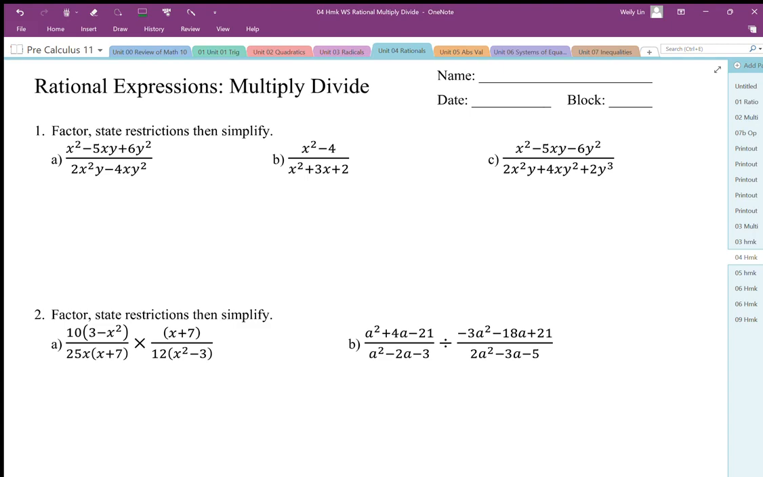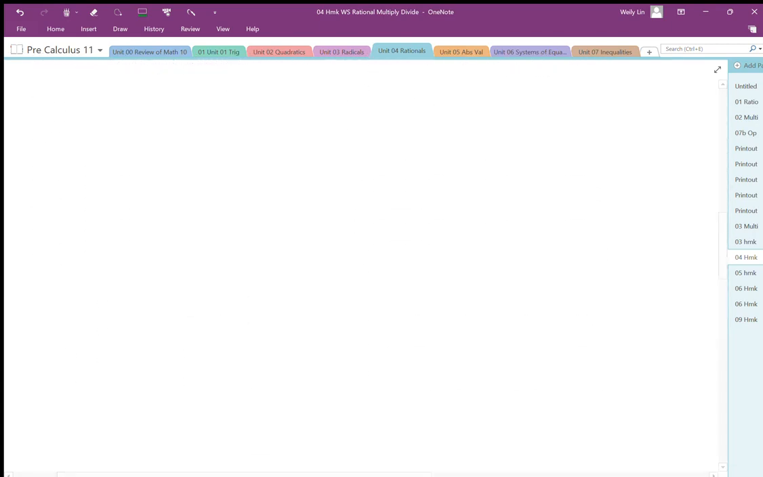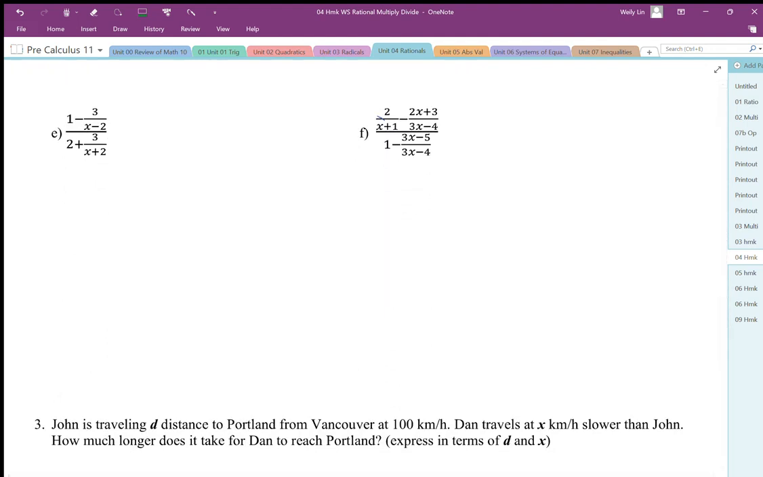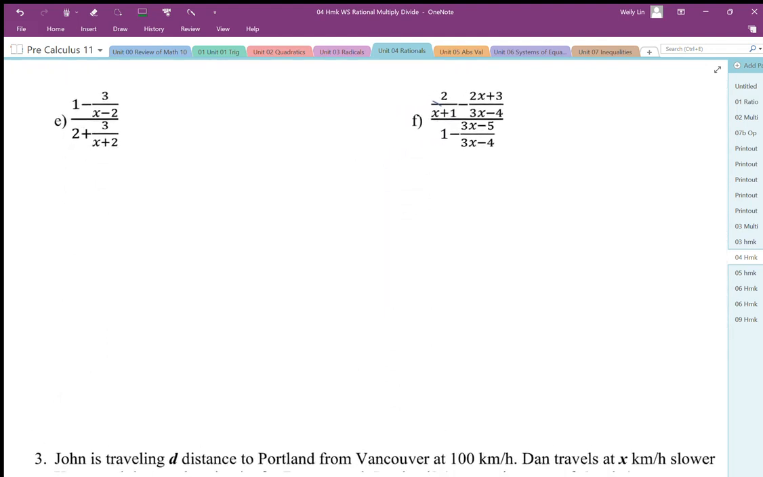On this worksheet, rational expressions, we're going to take a look at number 2e. And 2e is a complex fraction in that we have a fraction embedded inside a fraction, and not only that, we have these plus and minus pieces.